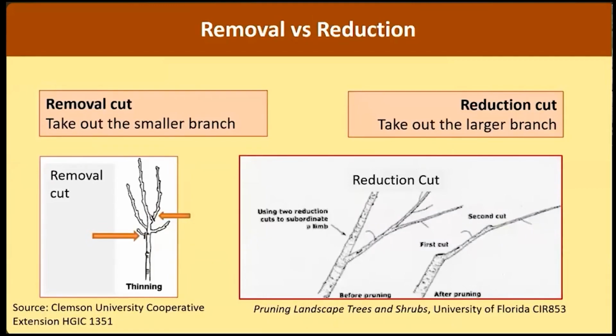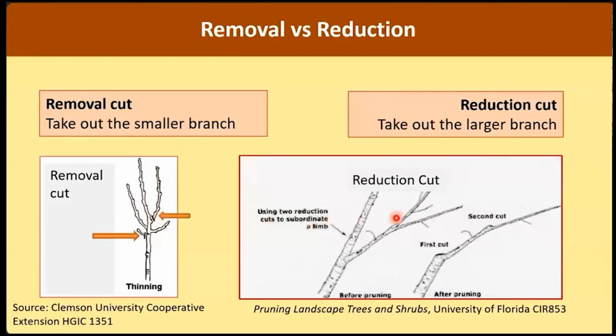A thinning cut is also called a removal cut, as it's shown here. There is a third cut, which I'm going to focus on in this presentation, and it's called a reduction cut. On the surface, it seems to be somewhat like a removal cut, but they're quite different. The removal cut in our example does involve two branches, but in general, the one that's taken out is smaller.